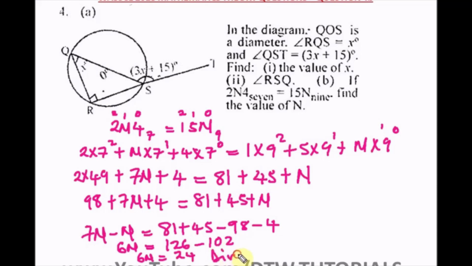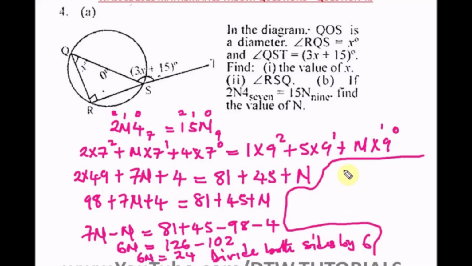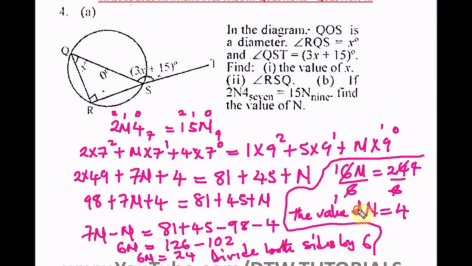To get our n, we divide both sides by 6. So we have 6n is equal to 24, divided by 6. 6 will cancel out 6, we have 1, and 6 in 24 will go 4 times. So n is equal to 4. So the value of n is 4. So this is our answer.